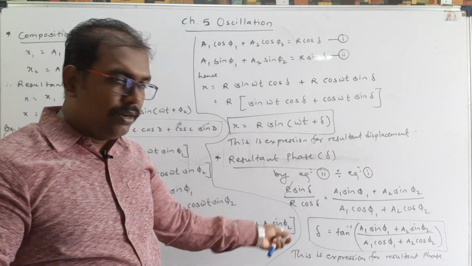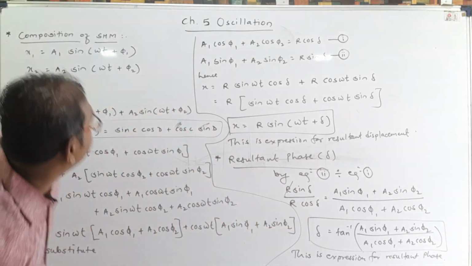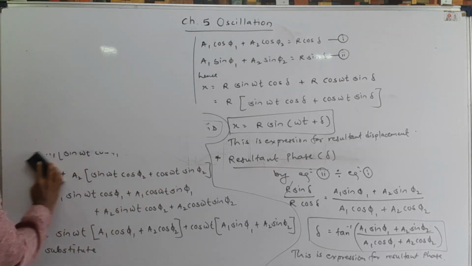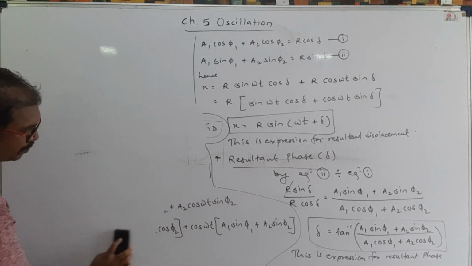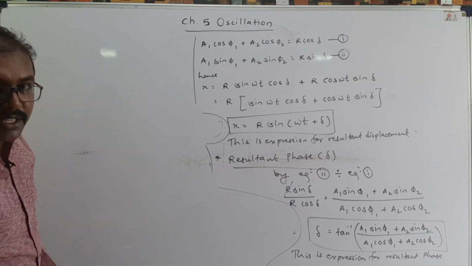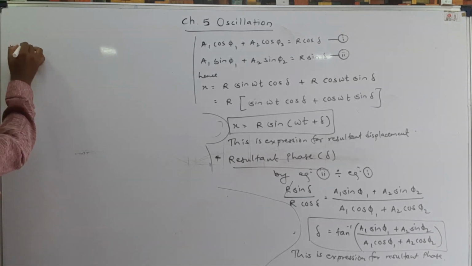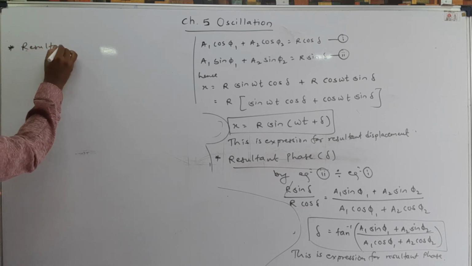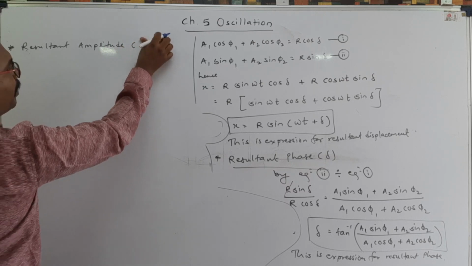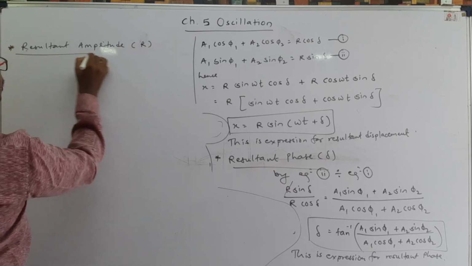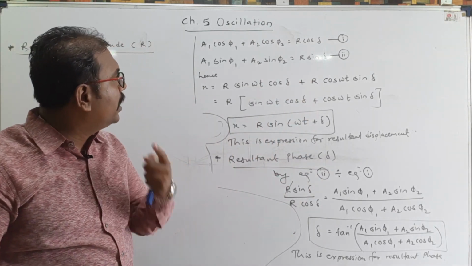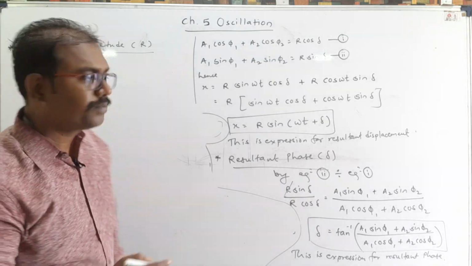Now, we don't have space here, so I can erase this part. By using equations 1 and 2 again, we have to obtain the expression for the resultant amplitude. So I will give the heading: resultant amplitude, denoted by capital R. So, equations 1 and 2. Now I will square and add equations 1 and 2.